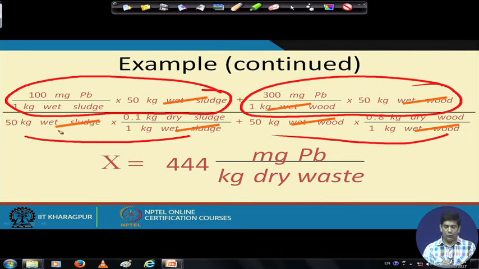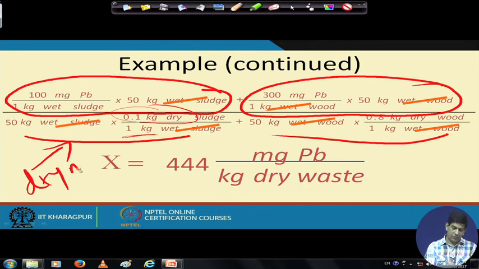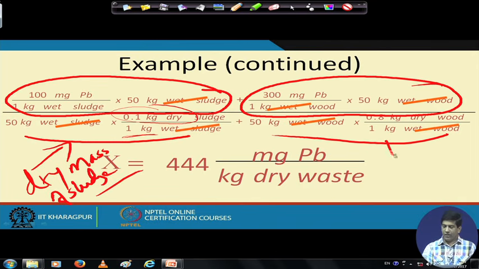We have 50 kg of wet sludge. We know that dry is 0.1 kg dry out of 1 kg, so it's only 10% solids. So this is the dry mass coming from the sludge. This is the dry mass from the wood. So we add them together, so that's the total dry mass.